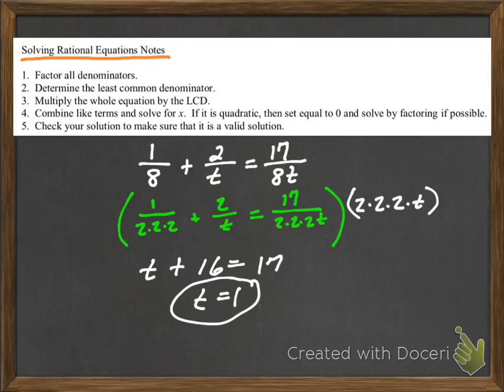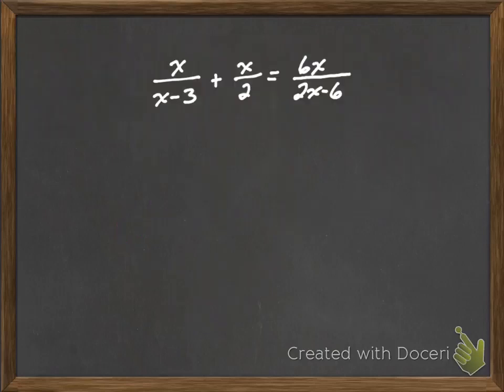Now we always want to remember to look at the excluded values. The excluded value for this equation is t cannot equal 0. So since our answer didn't come out to 0, we don't have to worry about that excluded value. Sometimes your answer might end up being this excluded value. If that is the situation, then this cannot be an answer. All right, but in this problem, this is okay. 1 does not give us 0 for a denominator anywhere. All right, let's move on to the next problem.